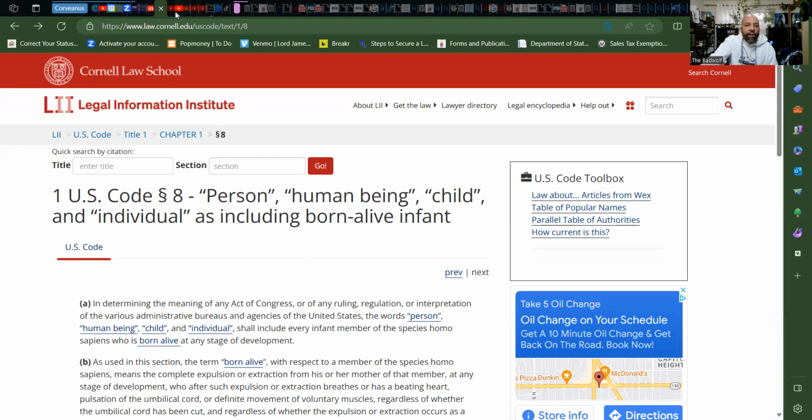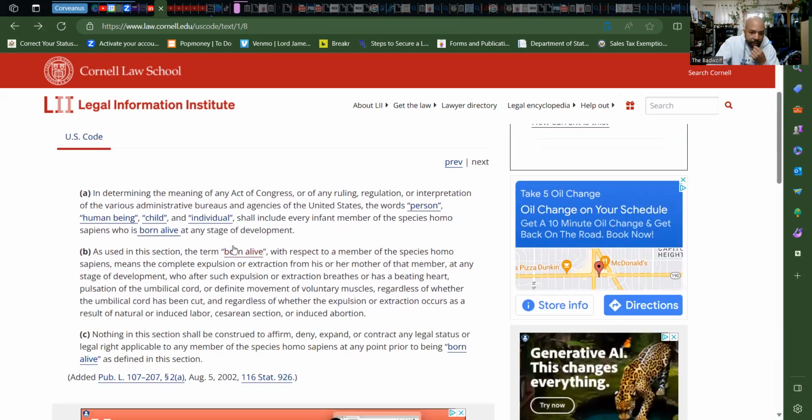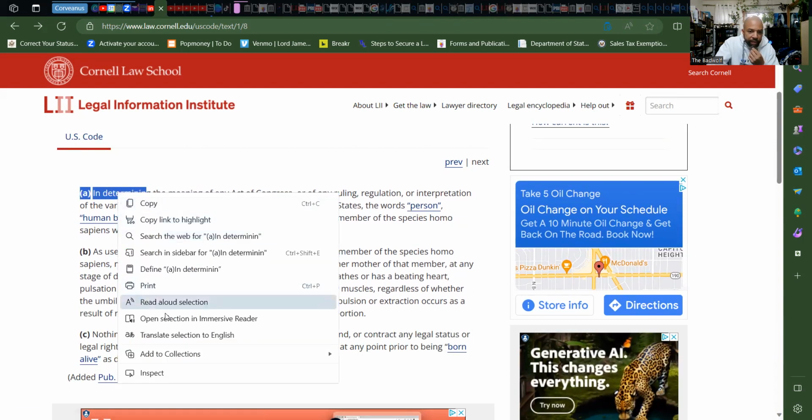All right, so Cornell Law School, legal information, 1 U.S.C. 8, person, human being. Now, we know what Black Law's Dictionary says for person and for human being. Here they're also using the word child, the word individual, as including born alive infant. We know what infant means in child support areas. So now let's go through and read what they have to say.